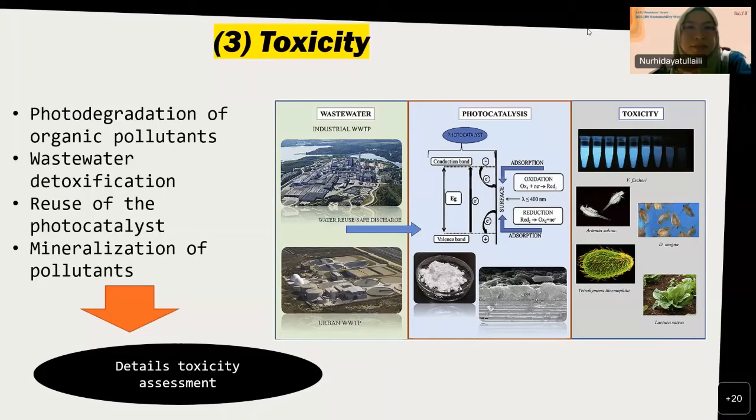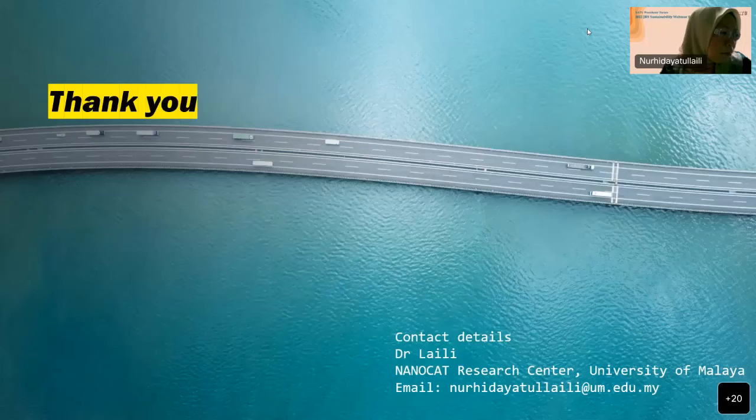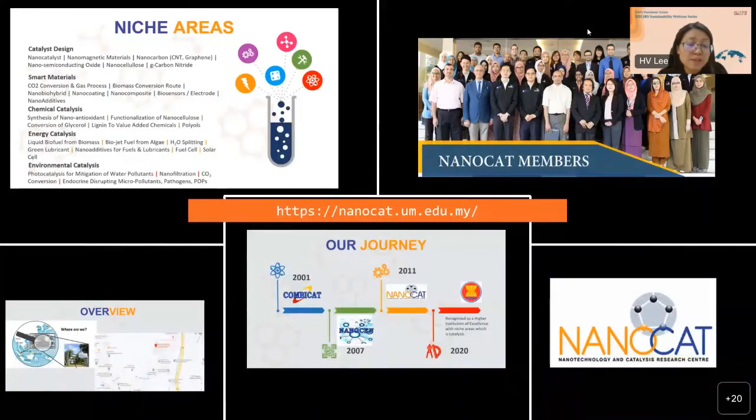Thank you, Dr. Lee. Thank you, Dr. Laili, again for your very insightful presentation. I know that there are a lot of challenges and opportunities on this roadmap of photocatalysis development, especially in water treatment and remediation. It is believed that continuous research studies and modifications will make it realized in the future. So we hope the best success for you, Dr. Laili.